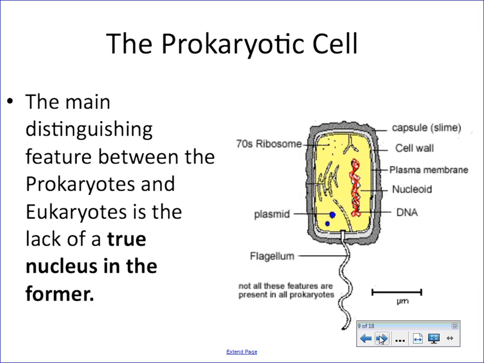In the prokaryotic cell, the main distinguishing feature between prokaryotes and eukaryotes is the lack of a true nucleus within the prokaryotes. So, as mentioned on previous slides, the DNA of that bacteria or prokaryote is just going to be found directly within the cytoplasm of the cell.